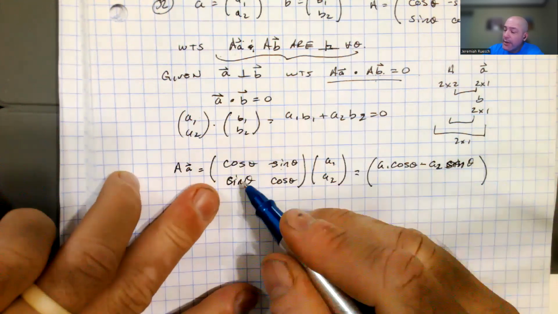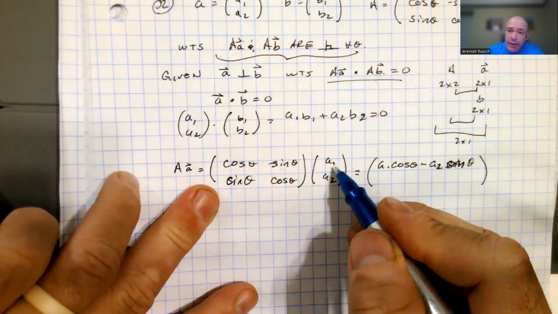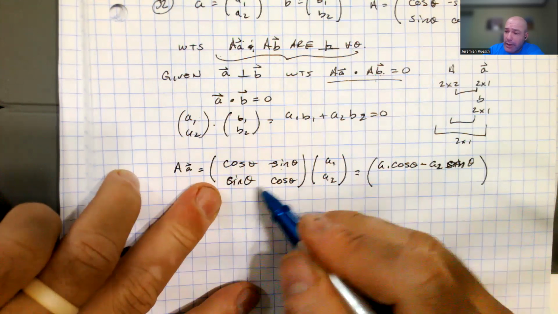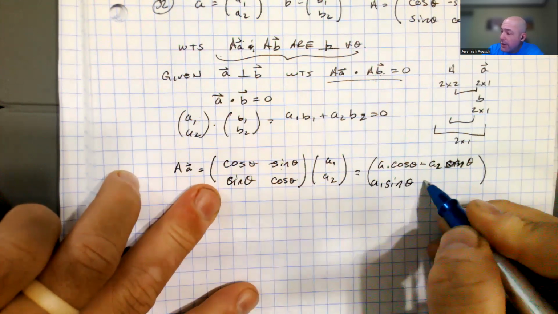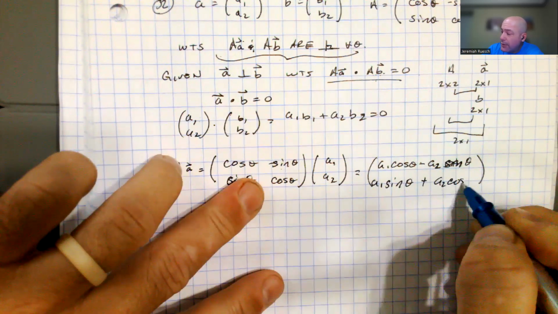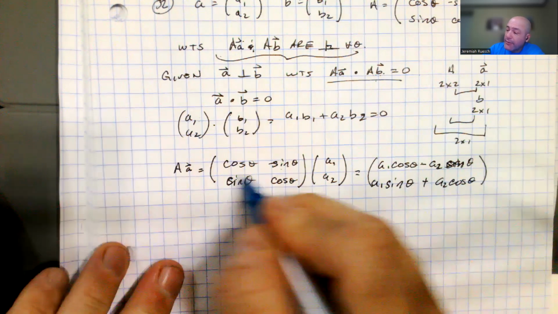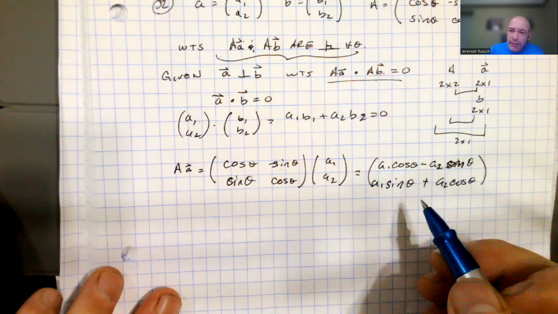Likewise, I have this row vector, and I'm going to use the dot product with the column vector. So I have A1 sine theta, and I'm going to add to that A2 cosine theta. So that's what this vector looks like. It's this 2 by 1. There's a sum or difference in the entries, but it's still a 2 by 1.